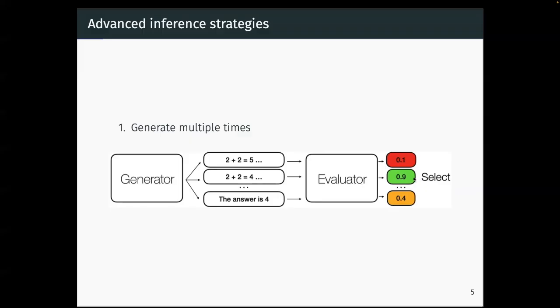And so the idea is that this here is just one potential kind of algorithm that you can use to generate multiple times and incorporate something like an evaluator model. And so the idea is today we're going to look at different patterns for doing this kind of thing.